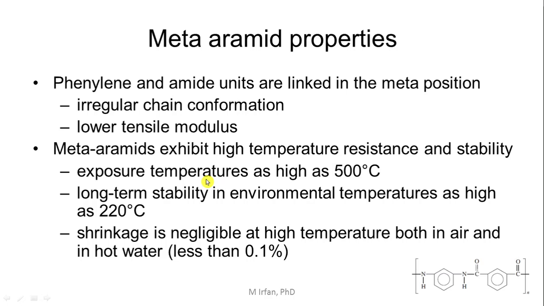Now we discuss the properties of meta-aramid fibers. Since we have already discussed that due to meta linkages, the fiber conformation is irregular, that results in relatively low tensile modulus or tensile strength of the fiber. But meta-aramids are highly temperature stable, and their exposure temperature is approximately 500 degrees centigrade. That means that they can be exposed to 500 degrees centigrade and they can retain their mechanical properties, but their long-term temperature stability is about 220 degrees centigrade.